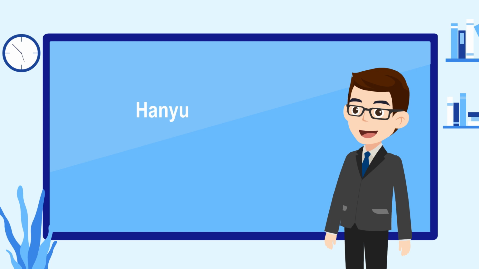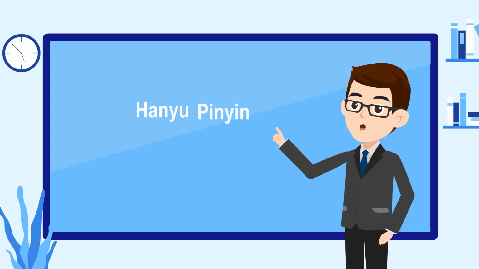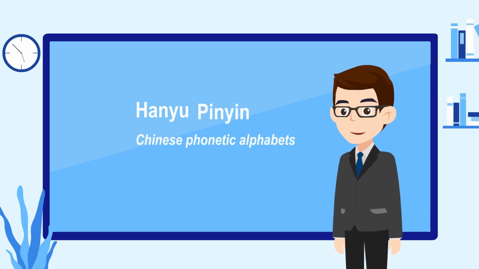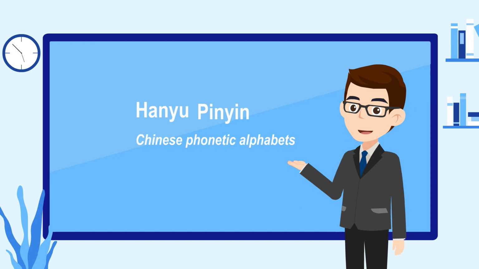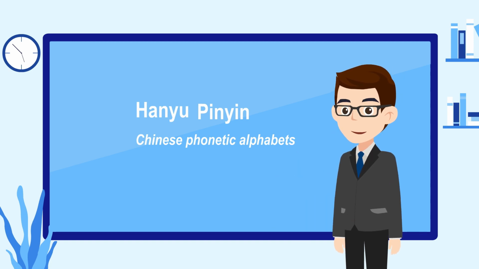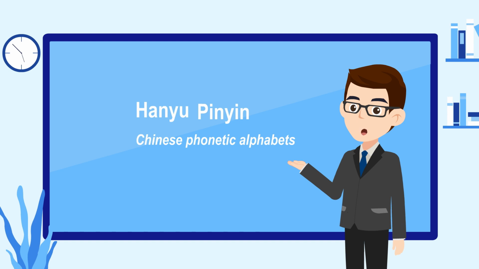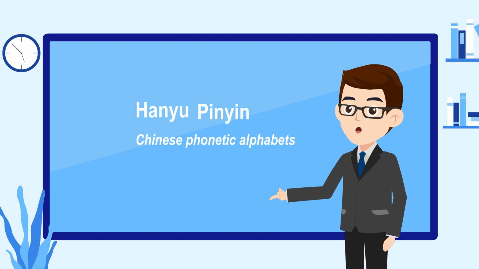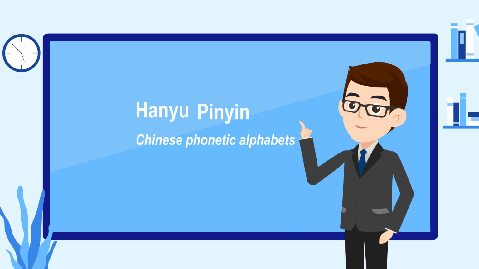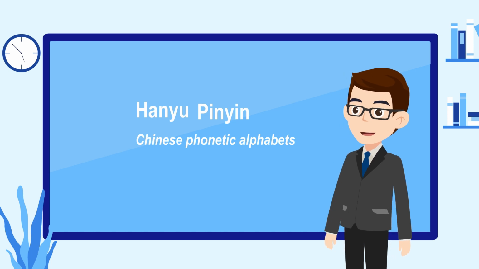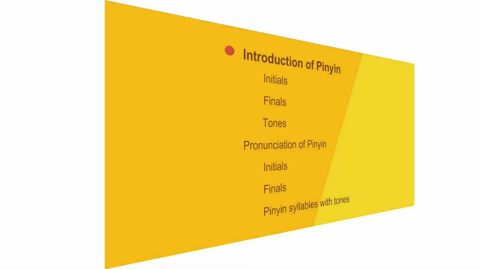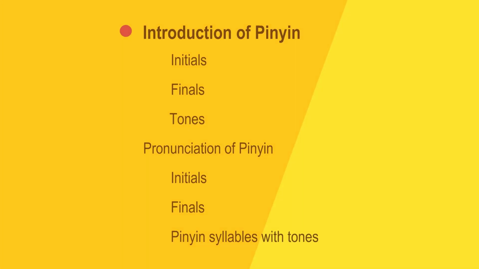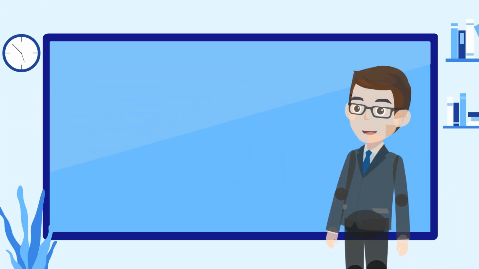When you start to learn Chinese, you first need to learn Pinyin. Pinyin is a tool to help you learn how to pronounce Chinese. If you learn Pinyin, you will know all the sounds of the Chinese language. In fact, when Chinese children start learning Chinese in school, they also begin with Pinyin and simple Chinese characters.